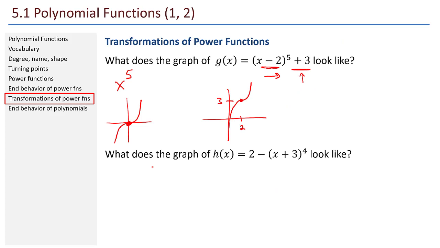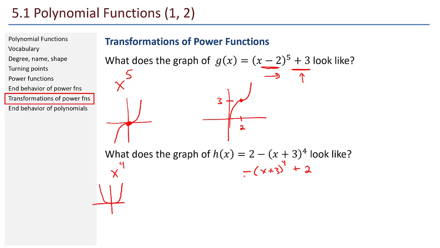How about the next one? What does the graph of 2 minus x plus 3 to the 4th look like? This one has a little bit of a trick to it. Do you see what the trick is? Maybe I could write this as negative x plus 3 to the 4th plus 2. And I have something being raised to the 4th power, so maybe I want to begin by thinking about x to the 4th. What does x to the 4th look like? It looks kind of like a parabola, but squeezed in down against the x-axis a little bit more. So there's my x to the 4.